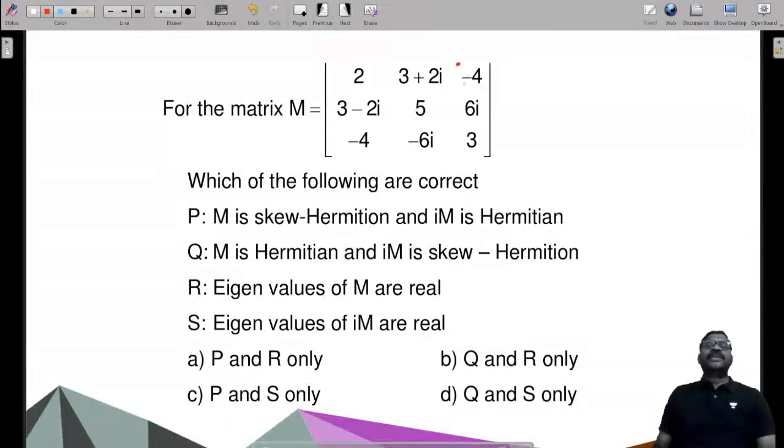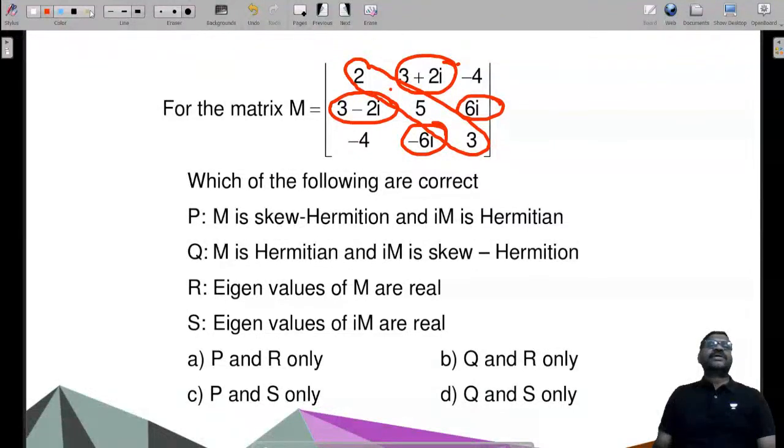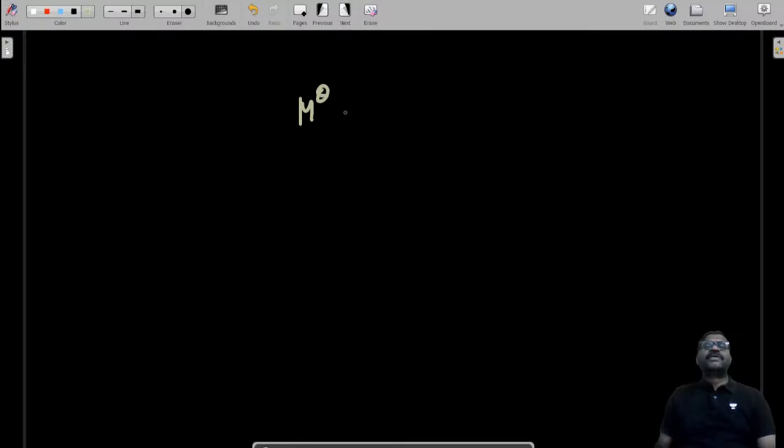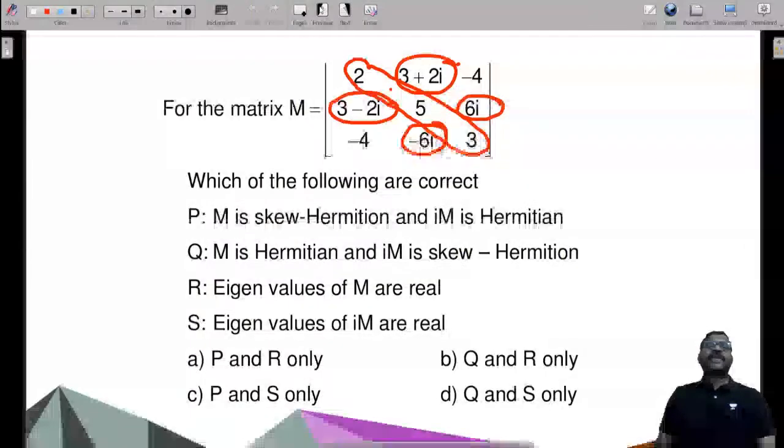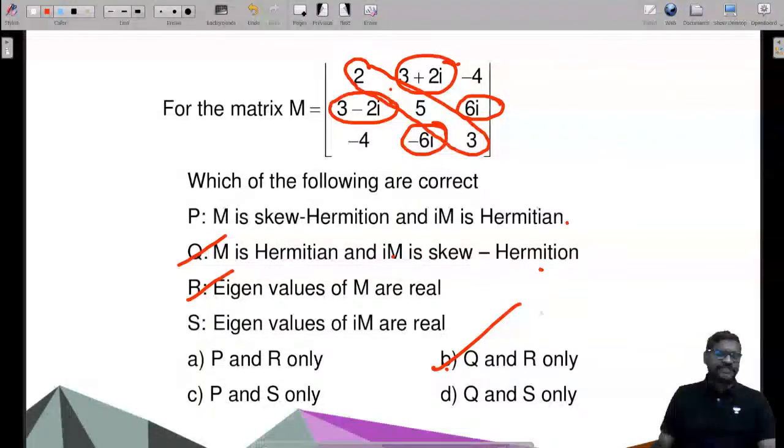Observe the problem. Here, the leading diagonal elements are real: 3 plus 2i, 3 minus 2i, 6i, minus 6i. Therefore, M power theta equals M, so M is Hermitian. Eigenvalues of M are real. If M is Hermitian, iM is skew-Hermitian. That's why this is true, and this is also true. Q and R only is the correct option. Understood?